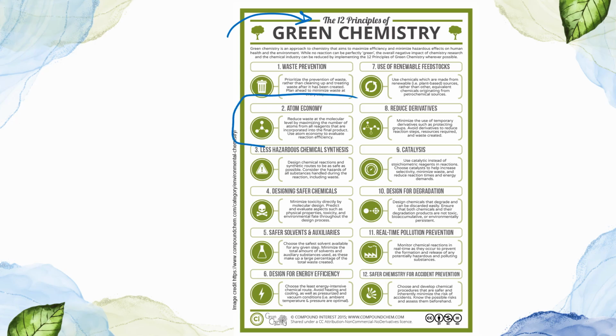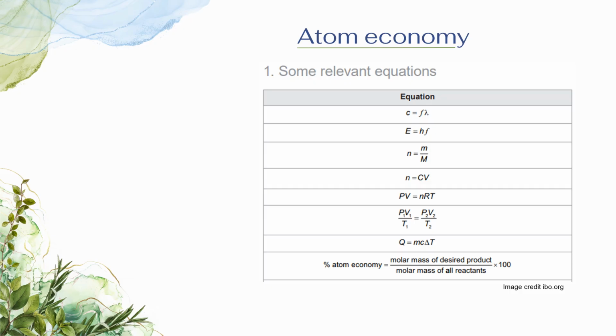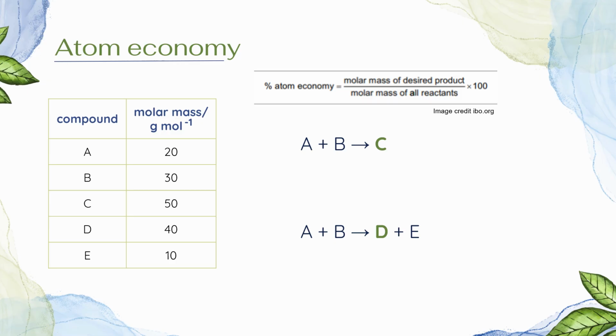Today, though, we are going to focus on atom economy. The formula for atom economy is given to us in section 1 of the data booklet, some relevant equations. It is here. Percent atom economy is the molar mass of the desired product divided by the molar masses of all of the reactants, all added up together, times 100 to turn it into that percent. The idea behind atom economy is to get as much of the masses of the reactants into the product as possible. So let's do a couple simple calculations to see how this works.